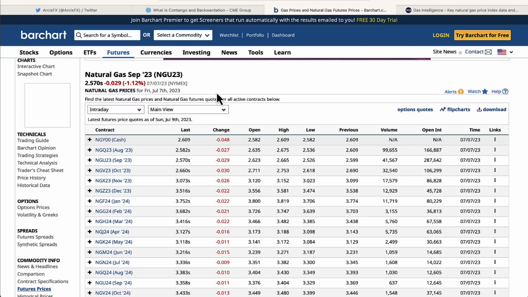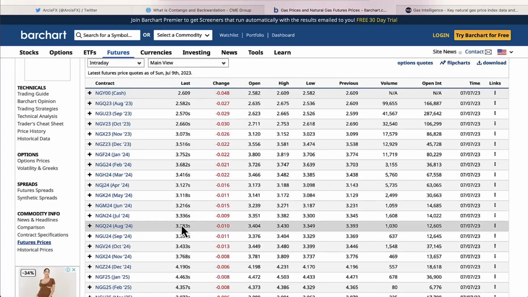So we've got 2.58 this month. We've got 2.58 next month, 2.57. So no change between the August and September contracts, and very little change even into October, still well below $3, and in fact below 2.70. We're at 2.66 in October. And then only in November do we hit that $3 level, slightly higher. Then December 3.50, January 3.75, February 3.68. And beyond that, prices stay significantly above $3 going into 2024 and throughout 2024 right to the end.